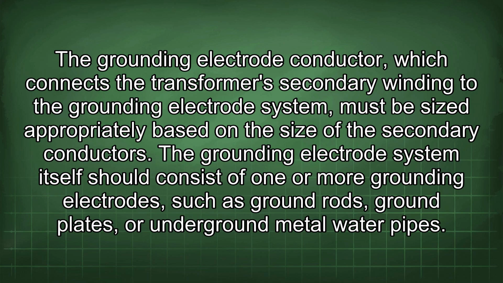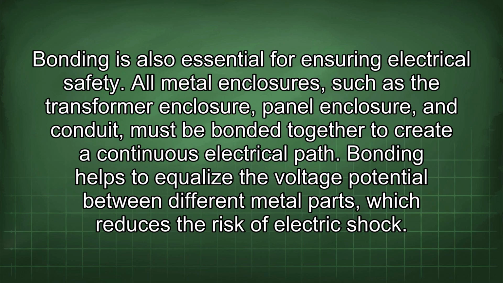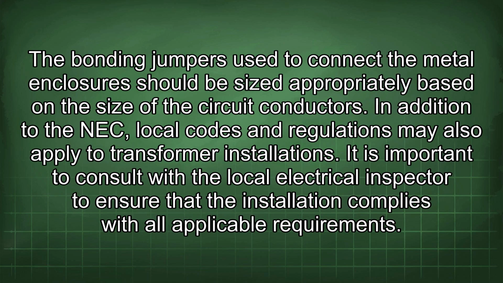The grounding electrode system itself should consist of one or more grounding electrodes, such as ground rods, ground plates, or underground metal water pipes. Bonding is also essential for ensuring electrical safety. All metal enclosures, such as the transformer enclosure, panel enclosure, and conduit, must be bonded together to create a continuous electrical path. Bonding helps to equalize the voltage potential between different metal parts, which reduces the risk of electric shock.